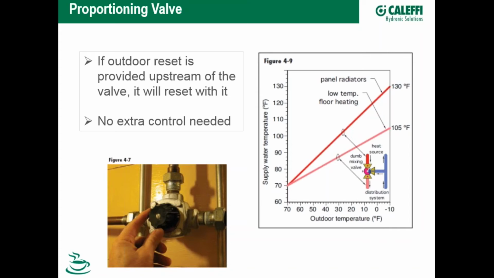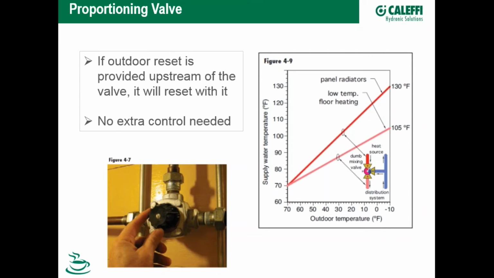Now, the nice thing about this is if I implement a proportion valve into the system, I get outdoor reset at a much lower price than what I would have gotten if I had gone with the motorized unit and gone with the control package to operate the motorized mixing valve. So no extra control is needed from this point.